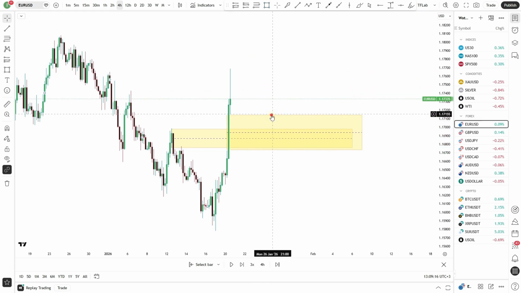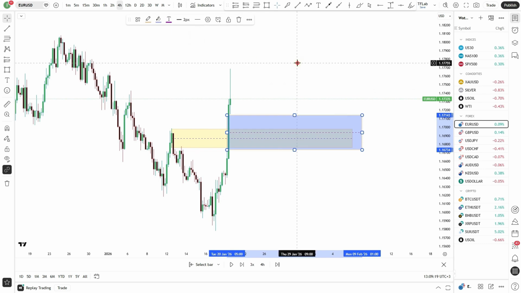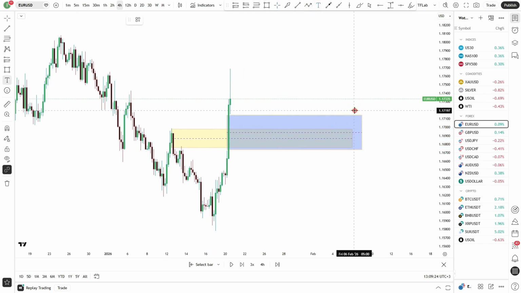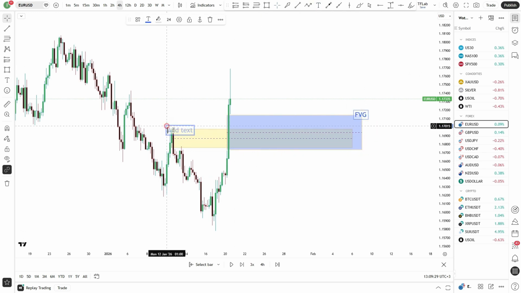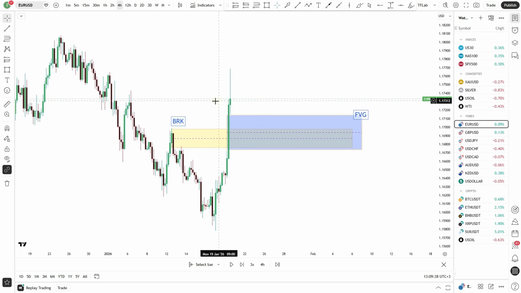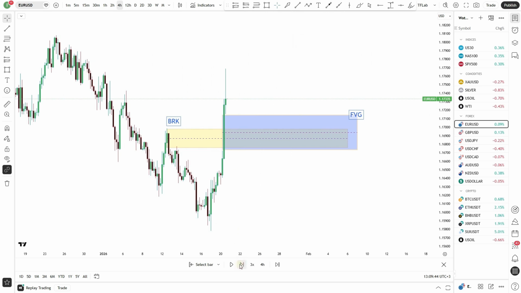I'll mark this and let me change its color so it's clear. This is actually my FVG. This is my FVG, and this is actually my breaker block. Let's highlight this and see how the price reacts after it returns to this zone. And where can I enter my trade? Now my unicorn pattern has formed and I'm waiting for the price to reach the zone. Actually, I'm waiting for my breaker to be retested so I can take an entry from it.